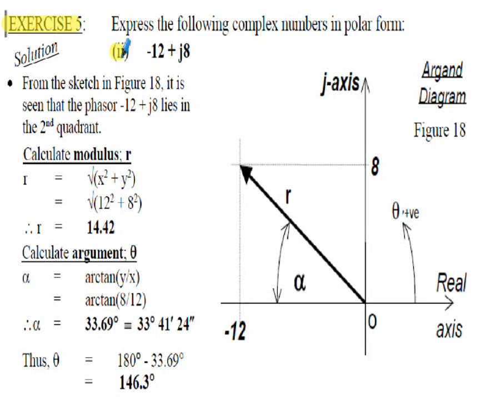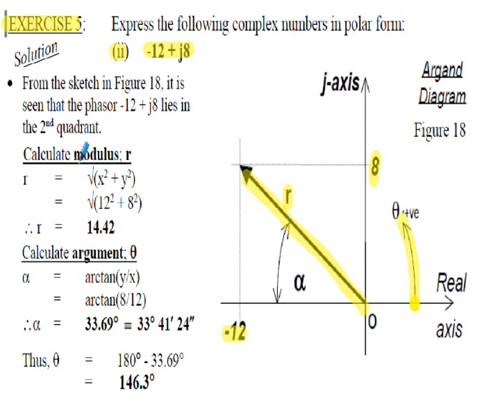Exercise 5, part 2, we're given a complex number negative 12 plus j8 in Cartesian form. Again, I strongly encourage you to sketch the vector on our Argand diagram. In this case, we've got negative 12 on the real axis and positive 8 on the imaginary axis, so the complex number resides here. So we need to calculate the value of r and also again theta. Don't forget theta is measured positive from the real axis in an anti-clockwise direction.